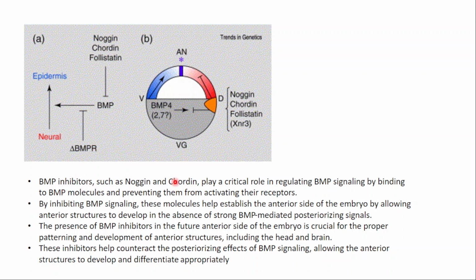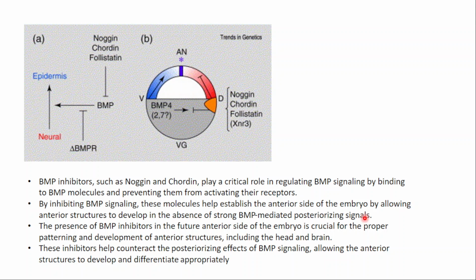BMP inhibitors such as noggin, chordin play a critical role in regulating BMP, binding to BMP molecules, preventing them from activating the receptors. So these are such inhibitors which will bind to the ligands of BMP signaling and prevent them from binding to the receptors. By inhibiting BMP signaling, these molecules help establish the anterior side of the embryo, allowing anterior structures to develop in the absence of strong BMP mediated posteriorizing signals. So BMP signals are posteriorizing signals.